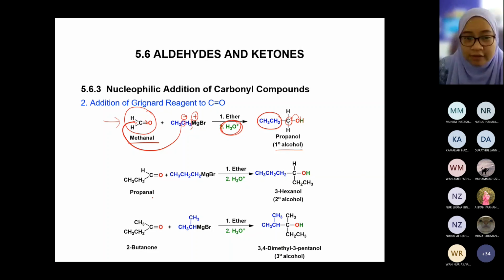Okay, so another type of aldehyde. Let's say propanol lah, apa-apa lah yang al kat belakang tu. So aldehyde lah, normal aldehyde other than methanol. When you react with Grignard reagent, basically it proceeds the same way as methanol just now. Okay, cuma dia produce secondary alcohol.